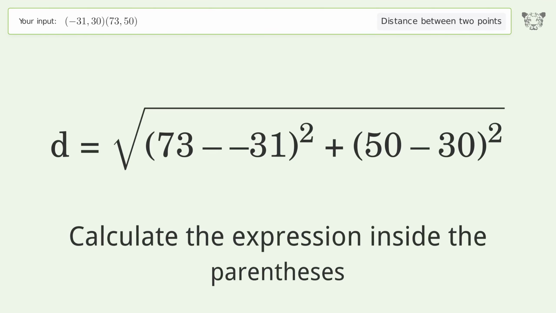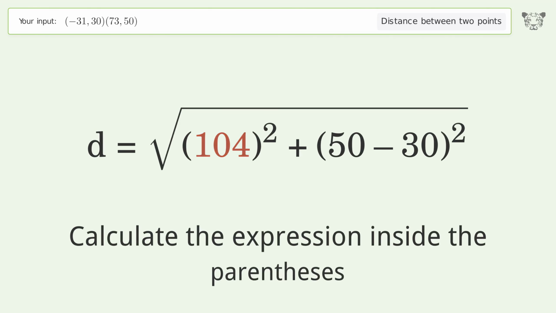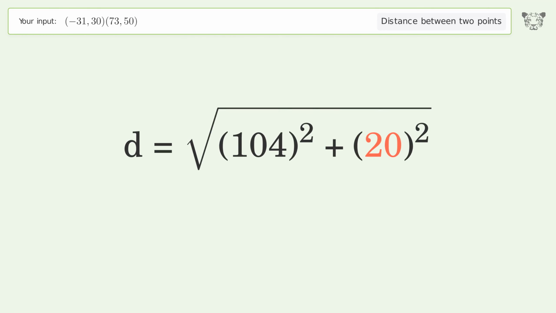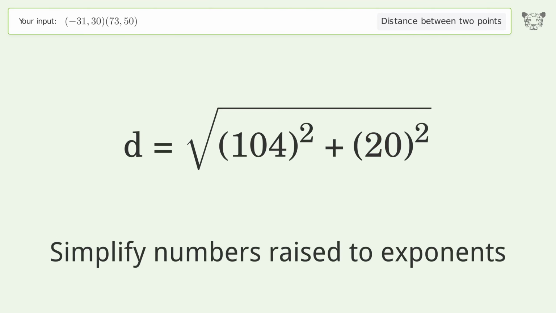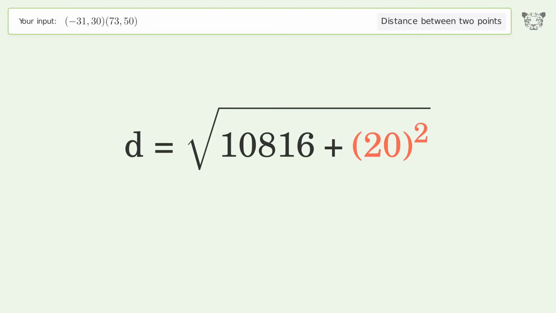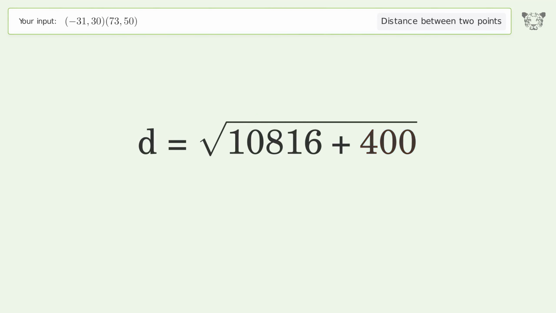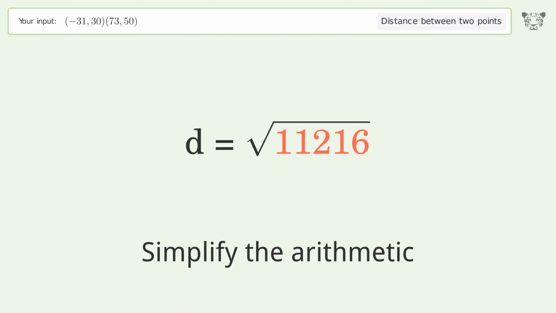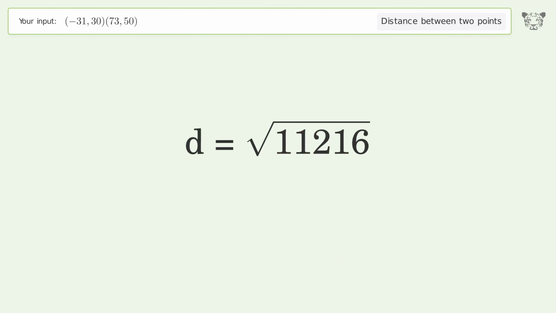Calculate the expression inside the parentheses. Simplify numbers raised to exponents. Simplify the arithmetic. And so the distance between the 2 points is the square root of 11,216, or 105.906.